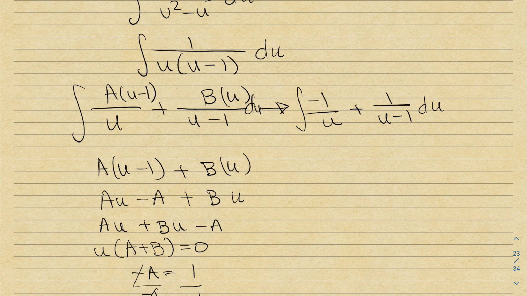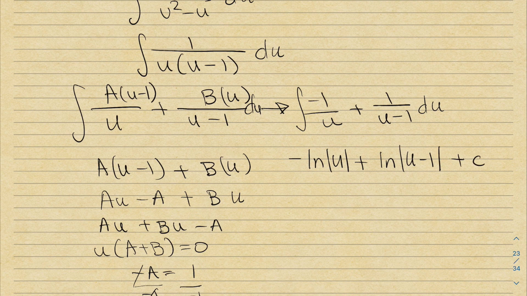So the integration of 1 over u is ln u. Negative 1 is a constant, so we go ahead and put that in front of the integration. So we end up with ln of the absolute value of u. We can use w substitution, but since u is to the first power, the derivative of u is 1, so we don't need to do w substitution. So we're going to end up with ln of the absolute value of u minus 1, and add a constant.